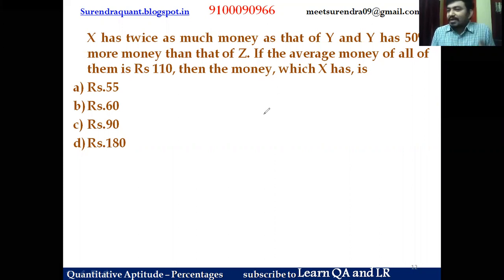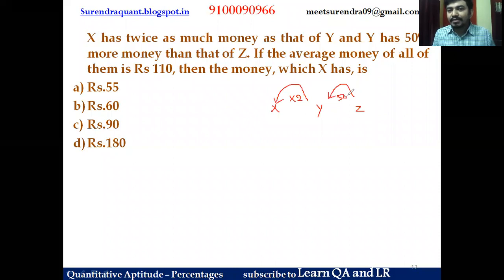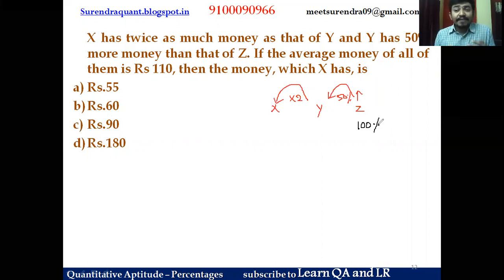So here there is some comparison of the data among X, Y, Z. What is the data? If you want to know X, X is 2 times of Y. And if you want Y, Y is 50% more than Z. Do you know the value of Z? We don't know. In case, if I consider Z as 100% money, now to get Y value, you should increase it by 50% so that Y value is 150%.